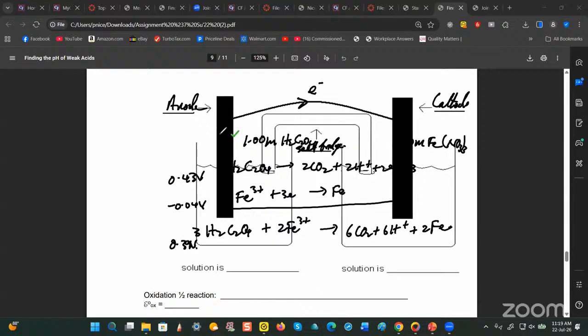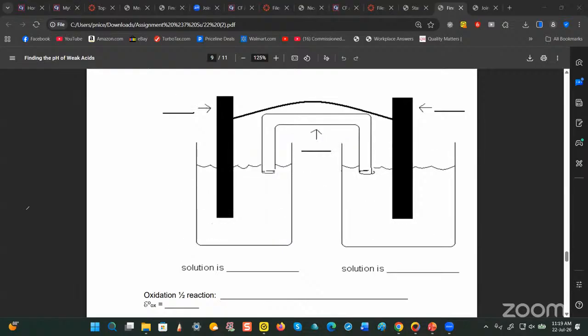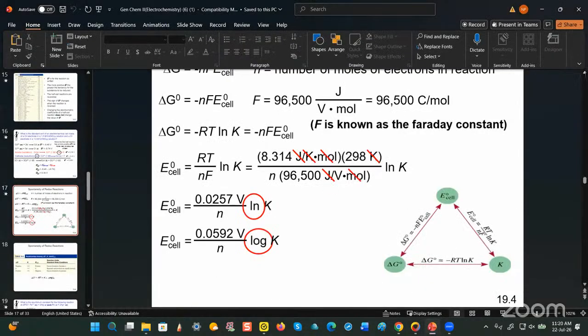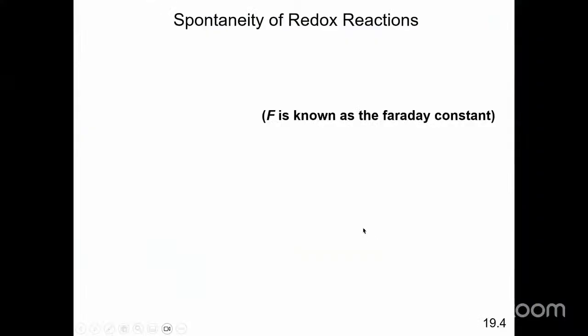So that means we have to go back to the PowerPoint. All right, let me clear this here and go to the PowerPoint. Okay, so let's talk about the spontaneity of redox reactions. Remember in the previous chapter on thermodynamics, we defined spontaneity for a process as meaning that the process will occur without any external forces or assistance, right?